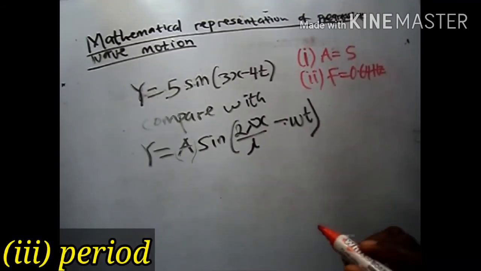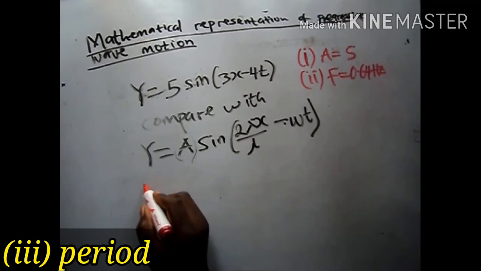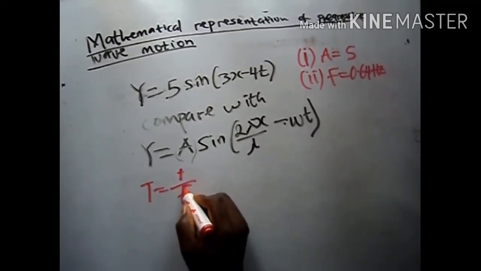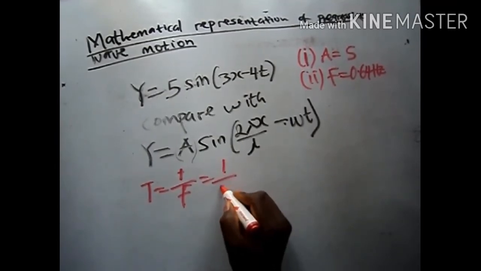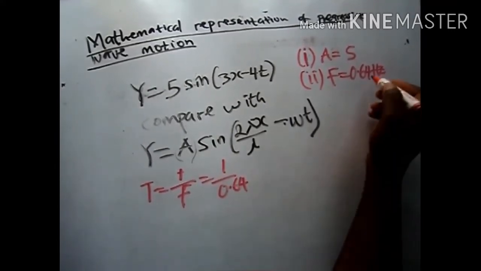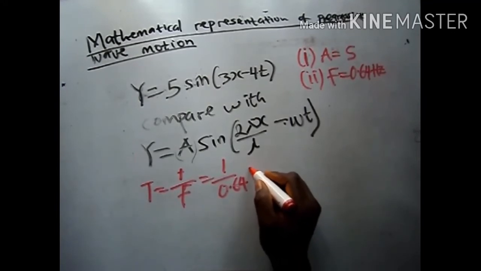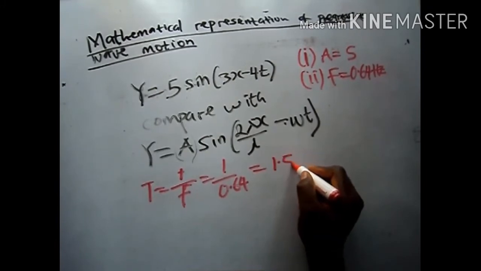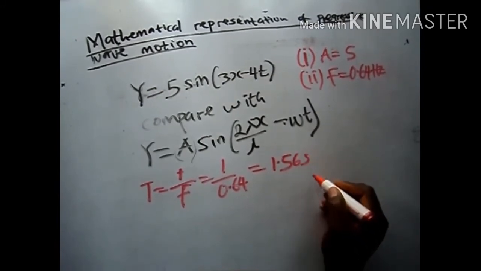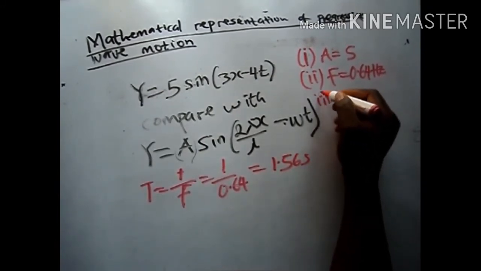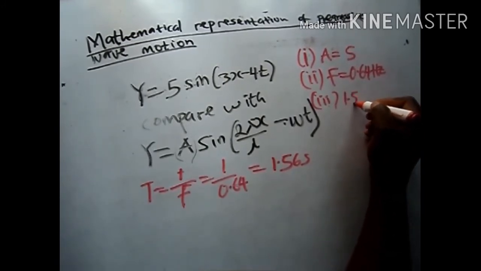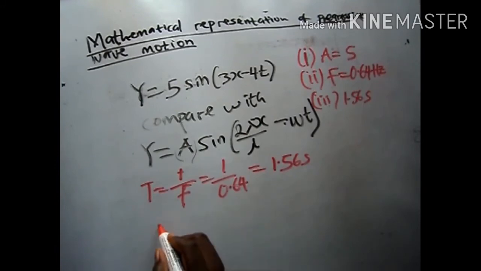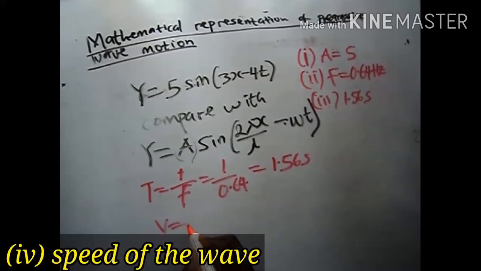Now let's calculate our period. Our period is the inverse of the frequency. Now we have 1 over 0.64, our frequency, and if you punch that on your calculator, you have 1.56, then seconds. Now our period is 1.56 seconds. Now we are asked to calculate the speed of the wave.